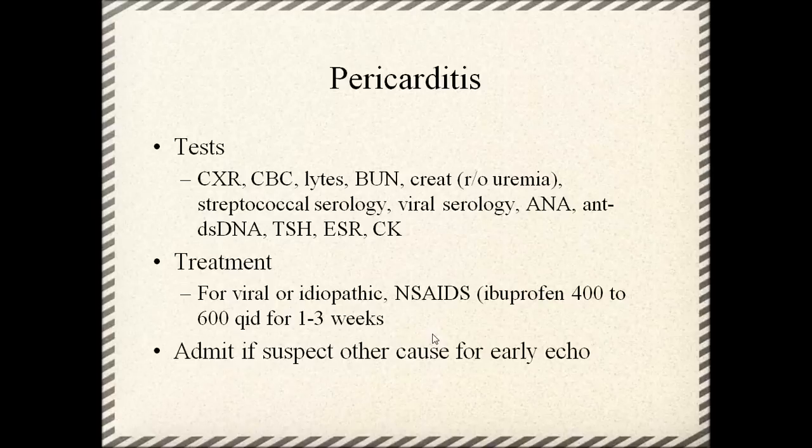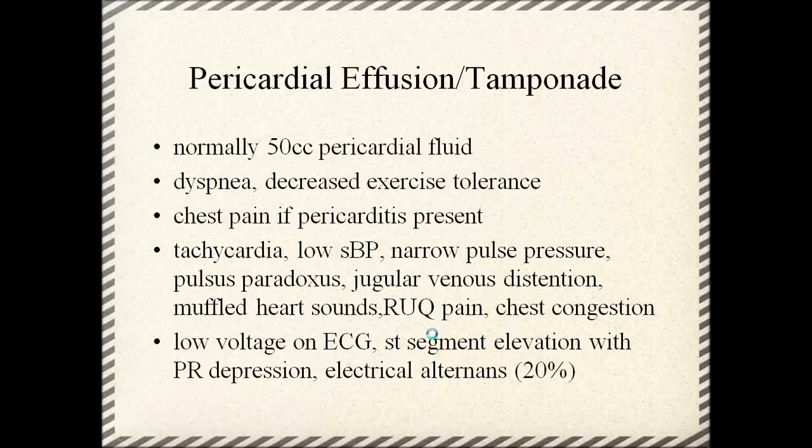Pericardial effusion or tamponade. Normally, you have about 50 cc's of pericardial fluid, and if you've ever done ultrasound training, you'll always, in many patients, see a sliver of fluid. That's normal. But if there is a buildup of fluid, let's say in a penetrating trauma, you'll have increasing dyspnea, decreased exercise tolerance. You'll have a patient who will start to have tachycardia, low systolic blood pressure, narrow pulse pressure, pulsus paradoxus, and JVD, jugular venous distension, muffled heart sounds, etc., etc.